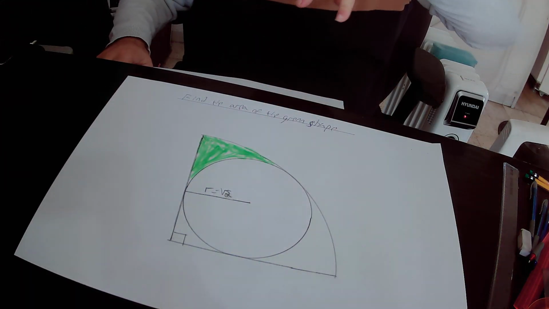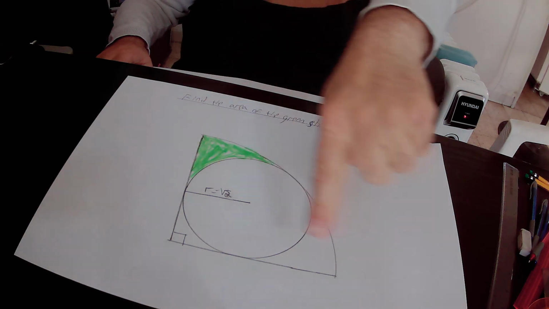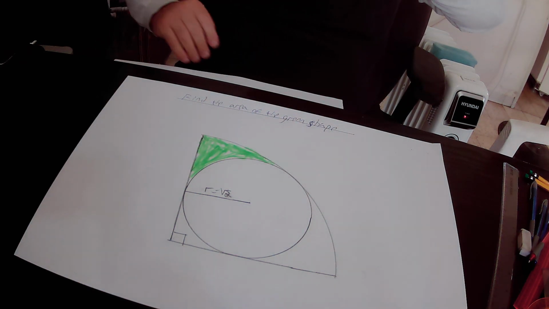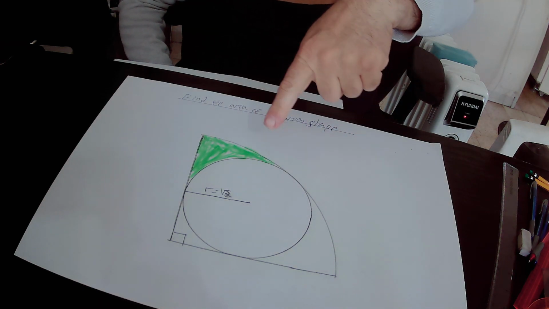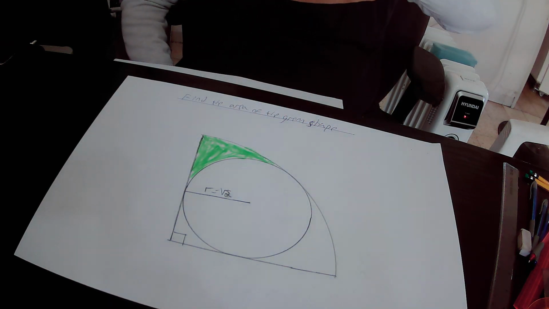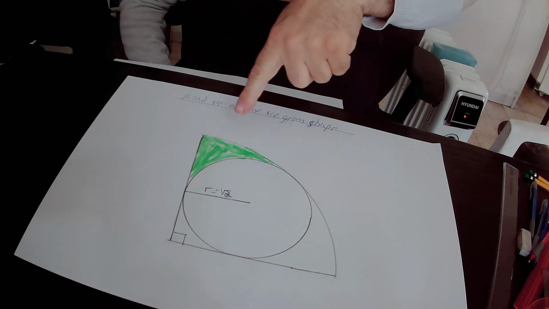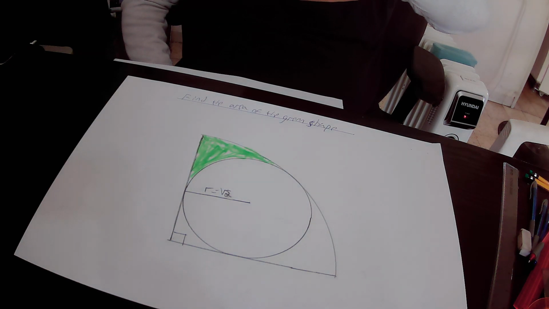Now, in this lecture, we'll find out the area of the green shape. In the drawing, we have a circle inside this quarter circle. We know that the radius of this small circle is equal to the square root of 2 units. Our mission is to find out the area of the green shape.